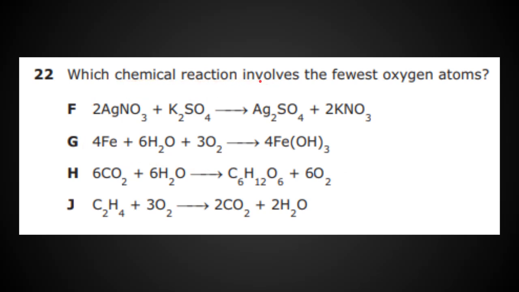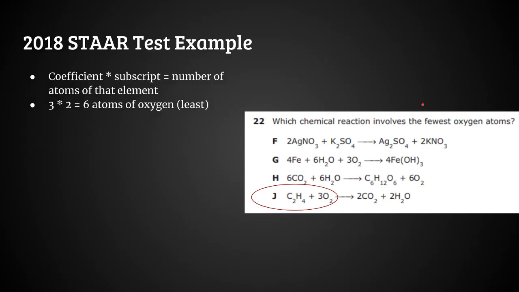Moving on, which chemical reaction involves the fewest oxygen atoms? That's going to be J down here. We have our 3, our coefficient, times our 2 of subscript. Makes it have only 6 atoms of oxygen. That's the least one. Don't worry, you don't want to do the rest of the math.